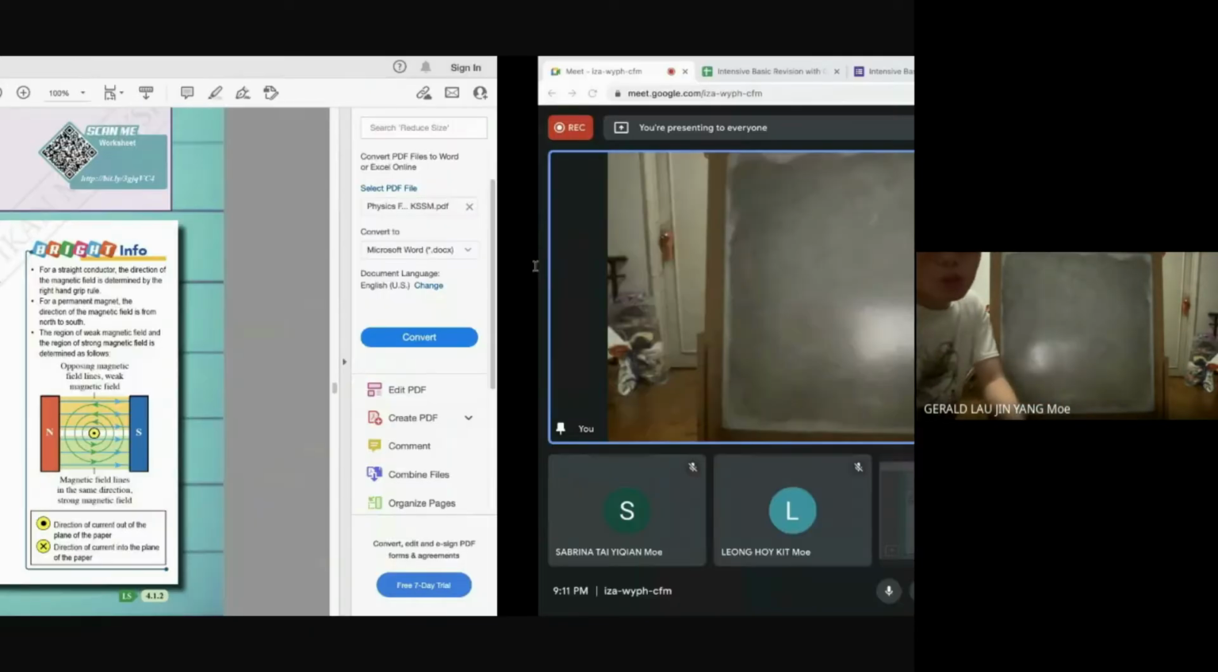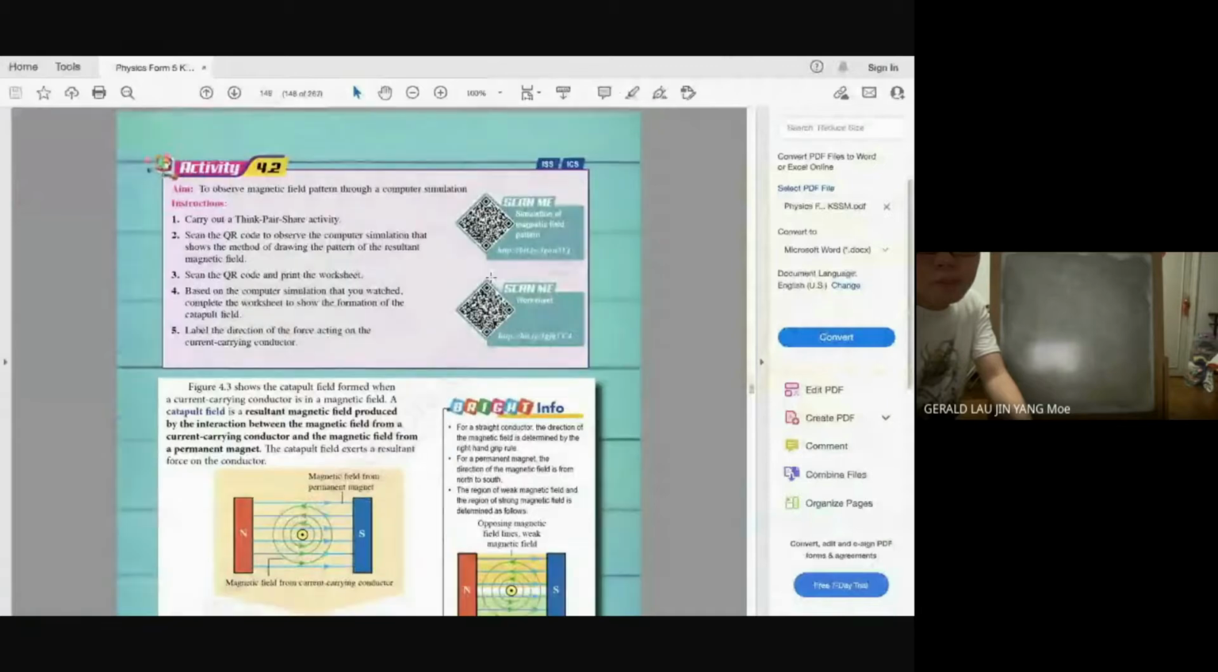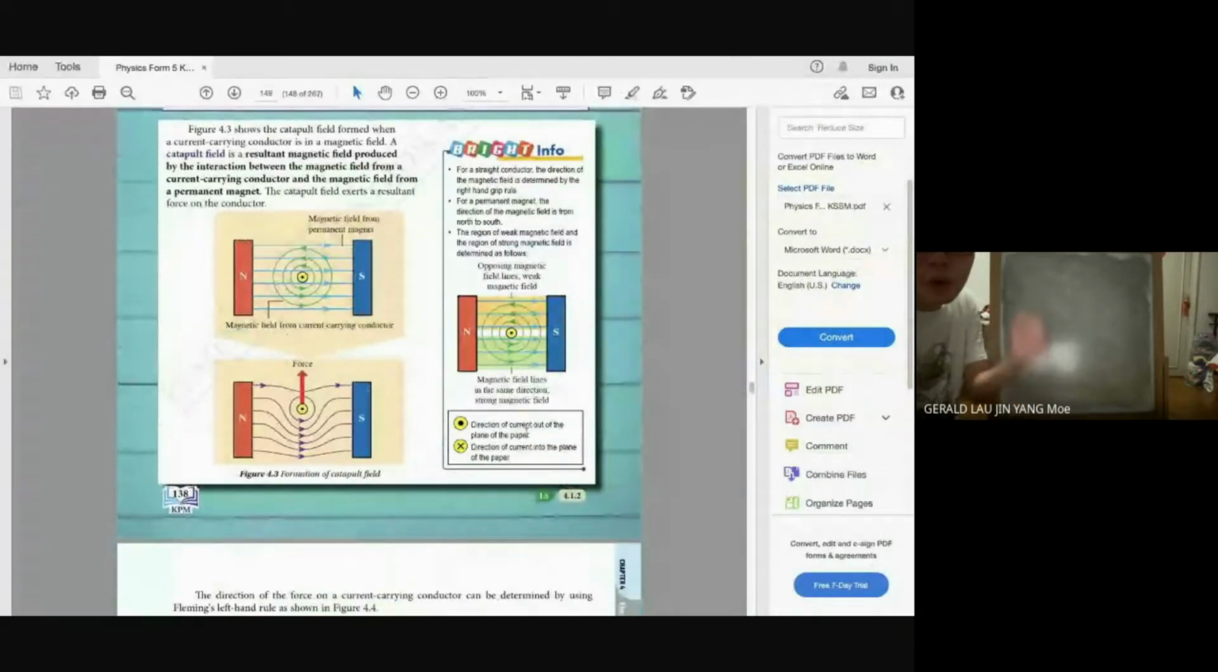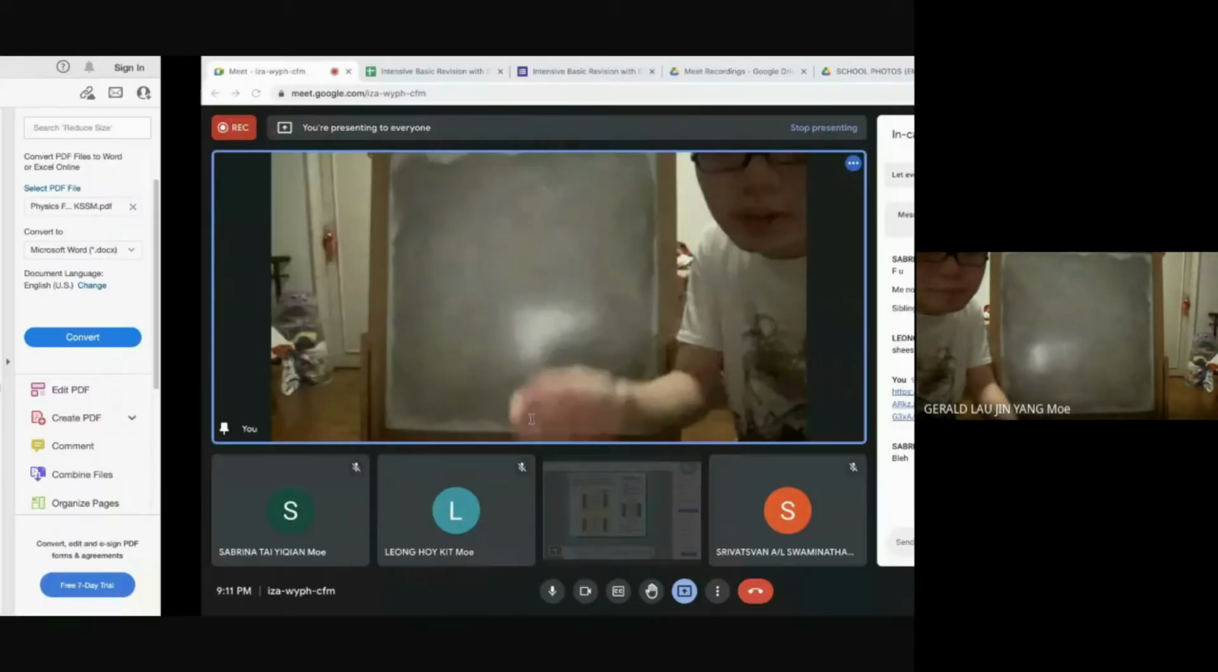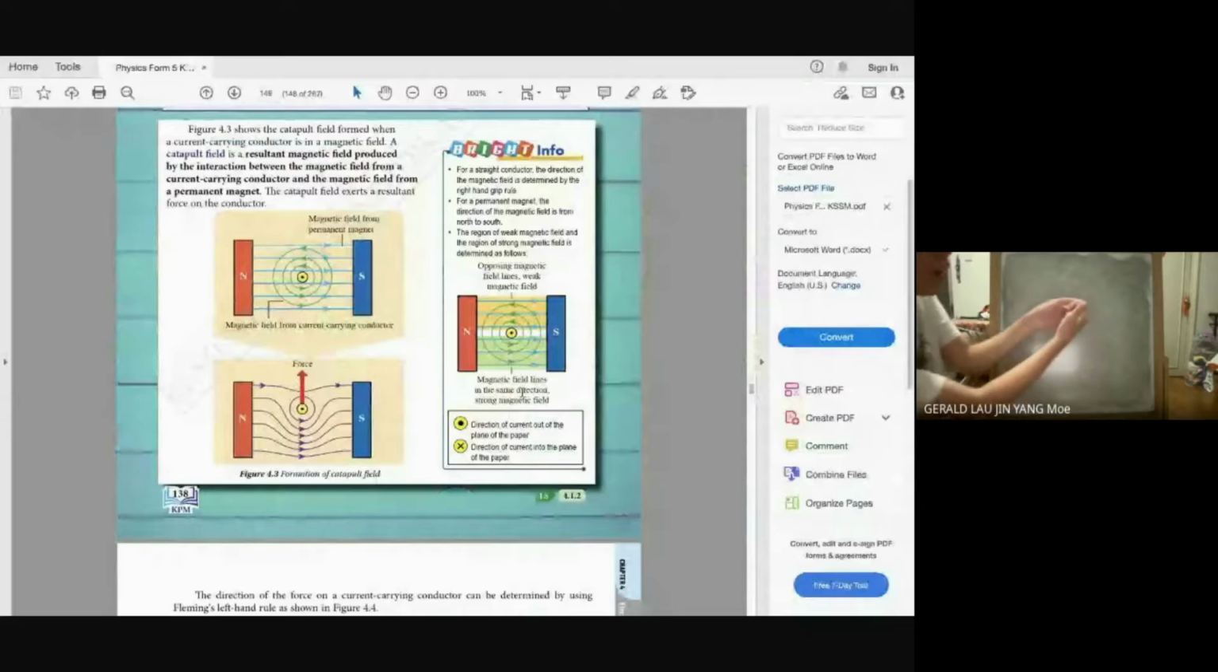Okay, so before we move on, you just have to see this bright info over here. When you see a wire is a dot like that, that means direction of current out of the plane of the paper. That means it's moving towards you, the current is moving towards you. If you see an X across, that means direction of current into the plane of paper, that means away from you into the paper like that.